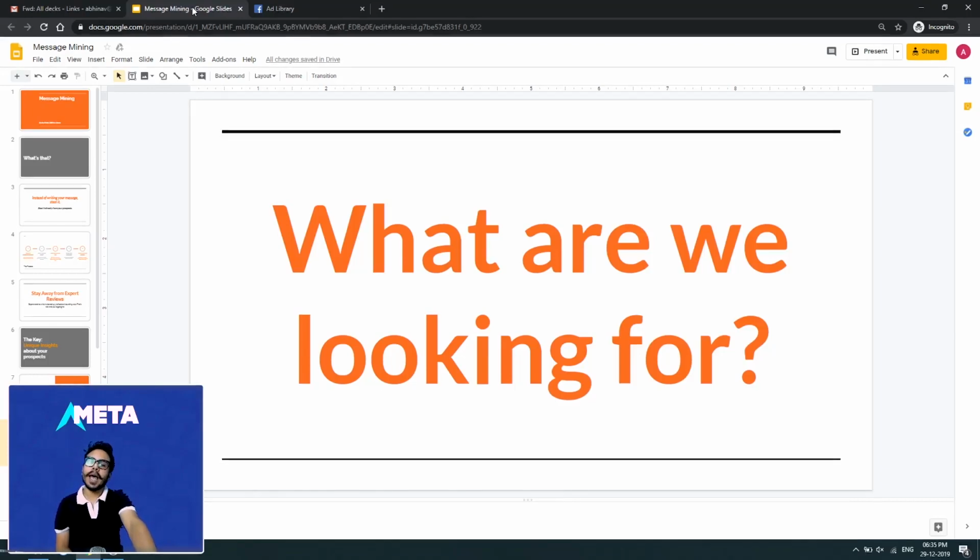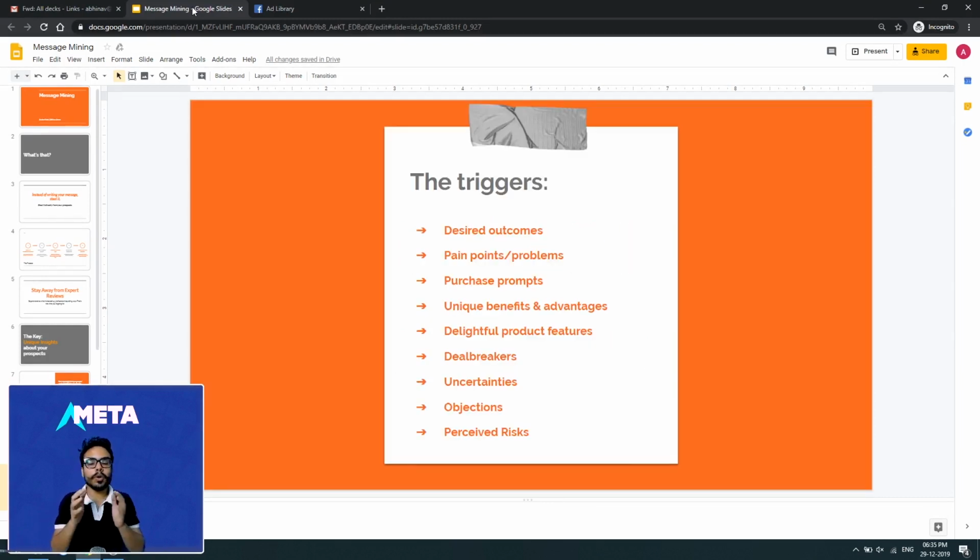Moving on, what exactly are you looking for? I have a list. Of course, you're looking for worries and objections, but keep an eye out for all of these. You're looking for desired outcomes, as in what is the ultimate transformation for your prospects? What is that ideal transformation that they want to achieve? What does the ideal outcome they want to achieve look like, in their words?